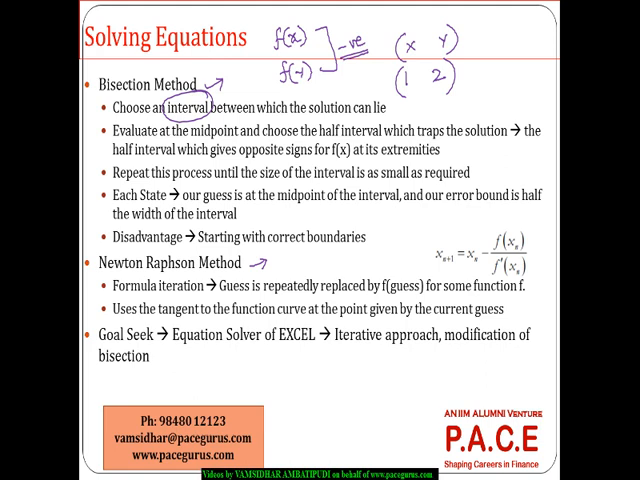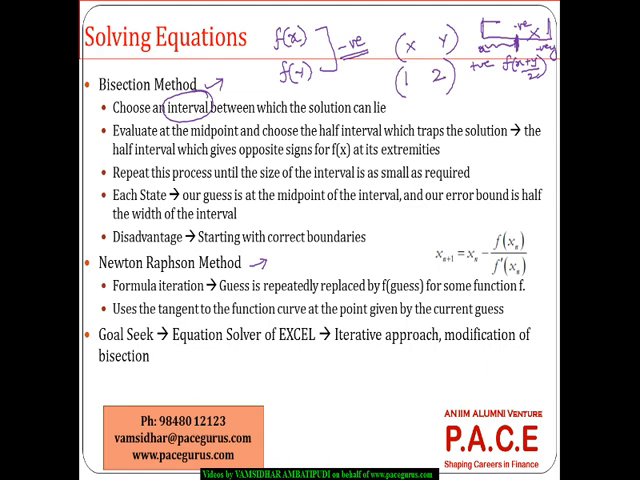Now, let's say I have decided that this is the interval. This is x, this is y. Now, we try to find the value of the function at f of (x plus y) by 2. Let's say f of x is positive, f of y is negative. What happens if f of (x plus y) by 2 is negative? We cut off this interval. We try to choose only this interval for the second iteration.